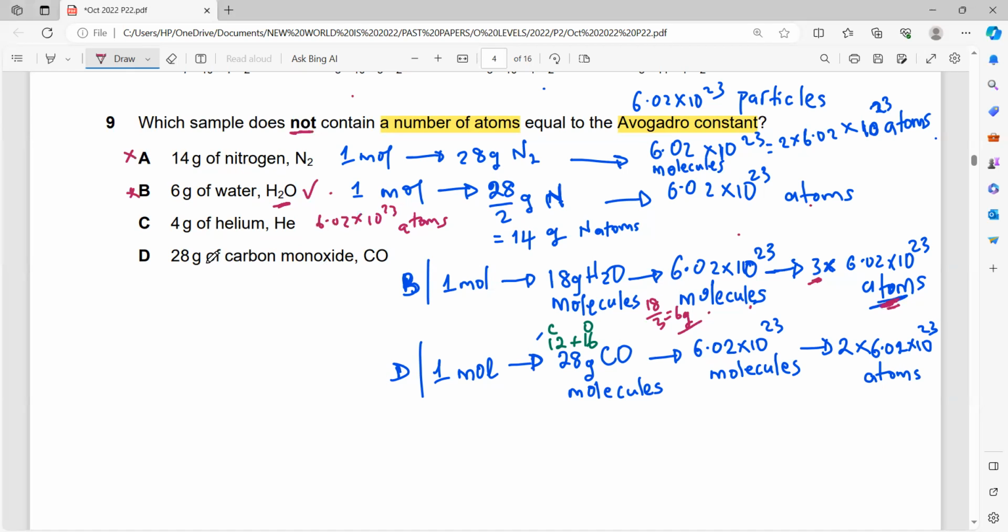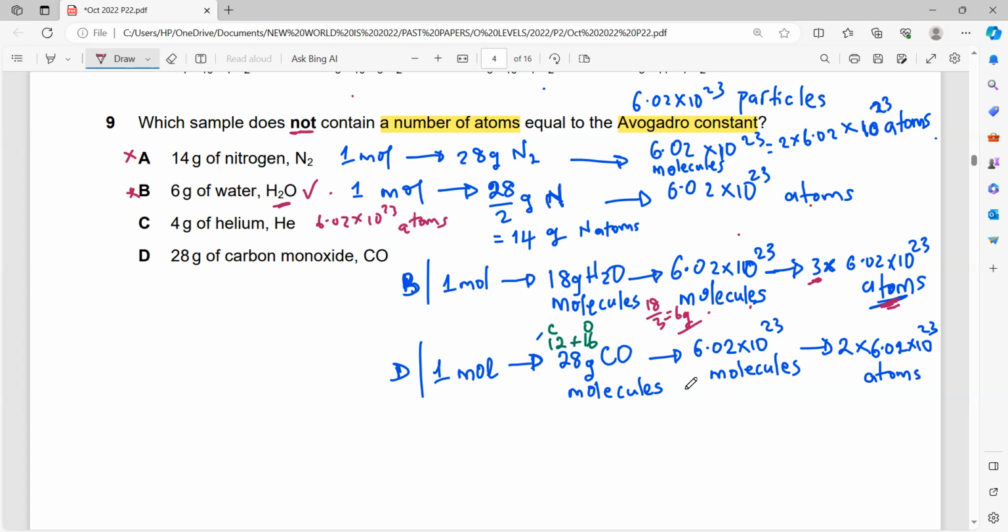And the D part says 28 grams of carbon monoxide. Remember that 1 mole of carbon monoxide has 28 grams of carbon monoxide. Where is 28 coming from? You have 12 plus 16 from the relative atomic masses of carbon and oxygen respectively. And that also contains 6.02 times 10 raised to the 23 molecules.